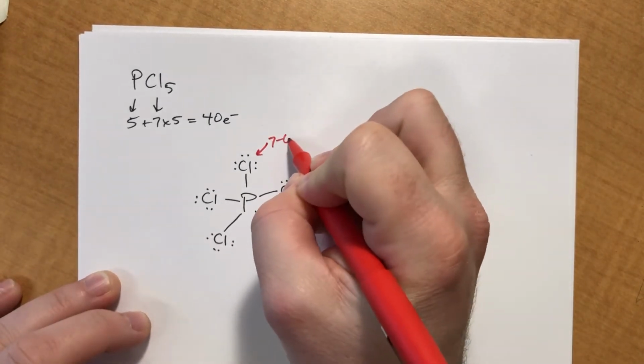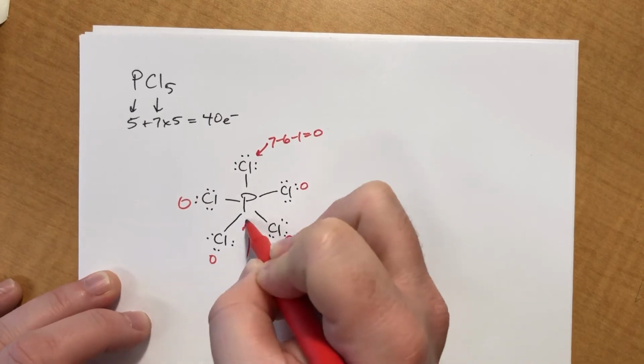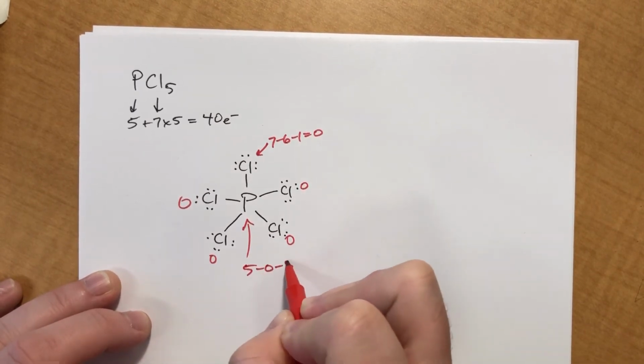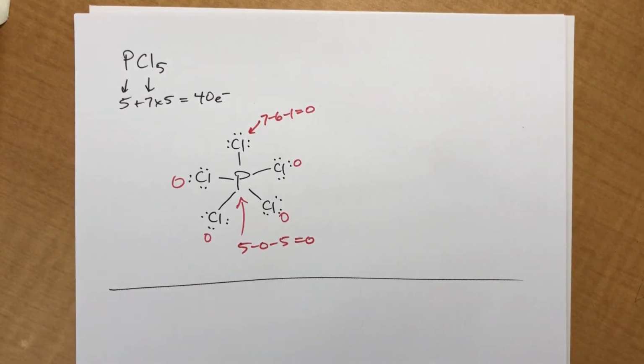This is 7 minus 6 minus 1 is 0, so these are all 0. And this is 5 minus 0 minus 5. Everything's 0. This is a perfectly happy molecule, despite being really weird and ugly looking. Okay. Let's try one more.